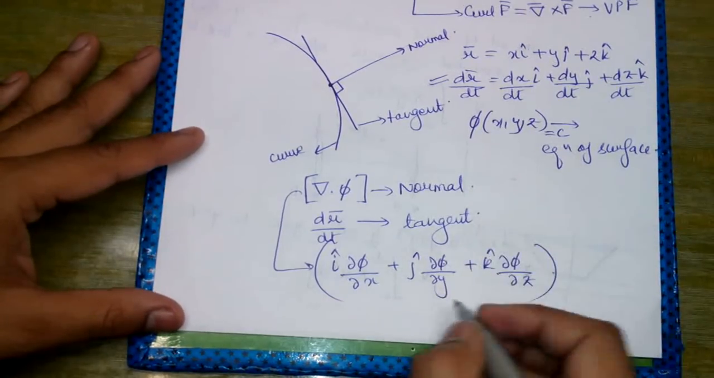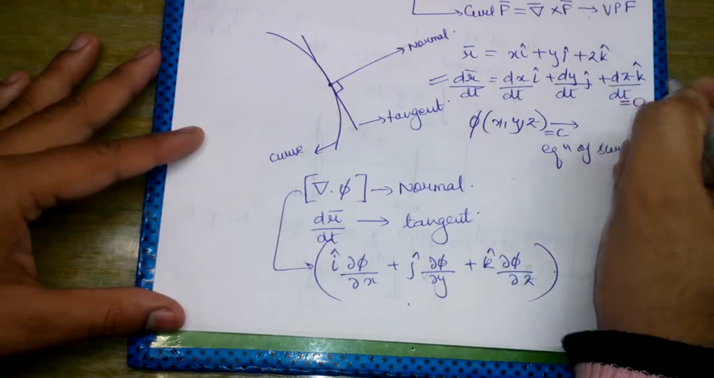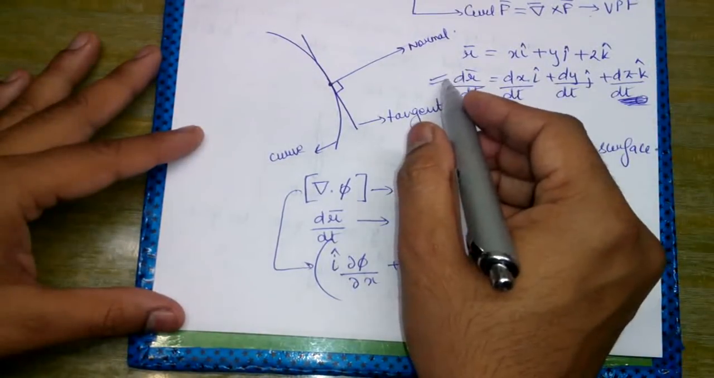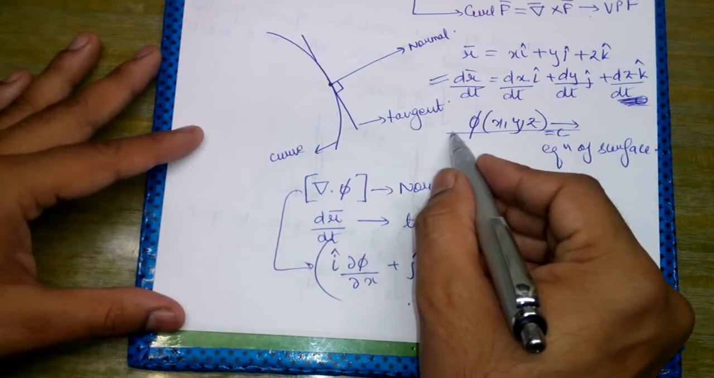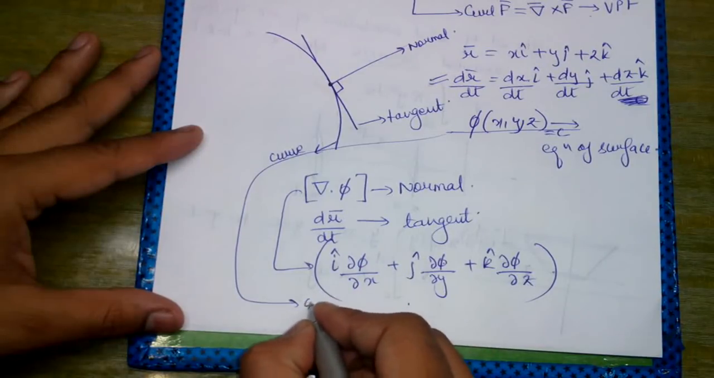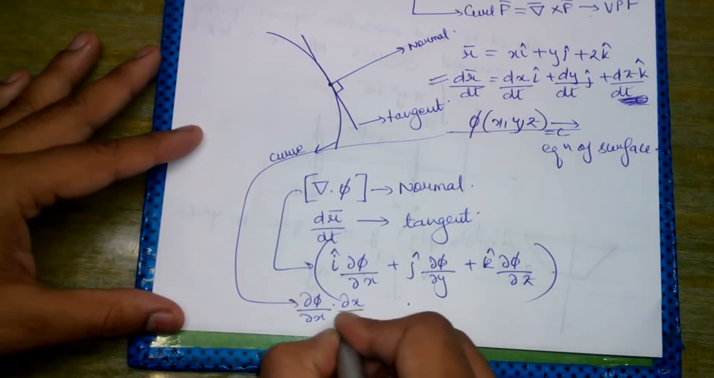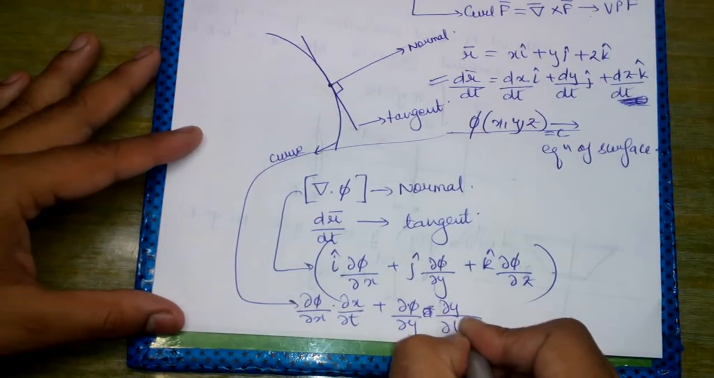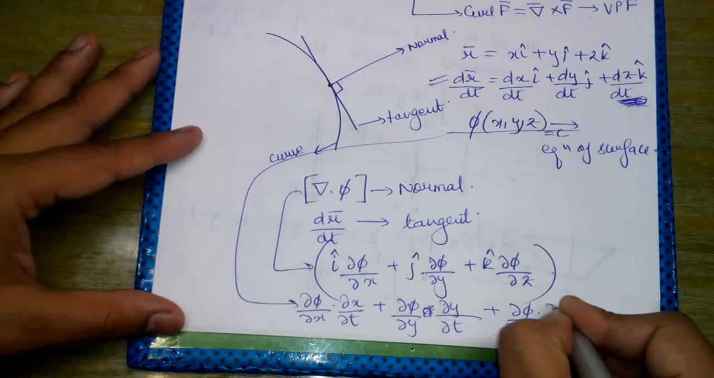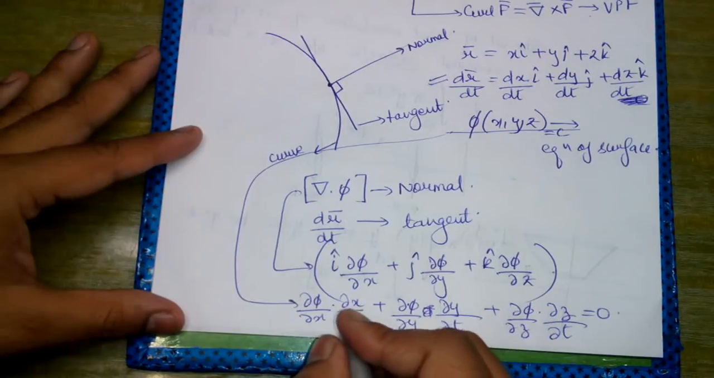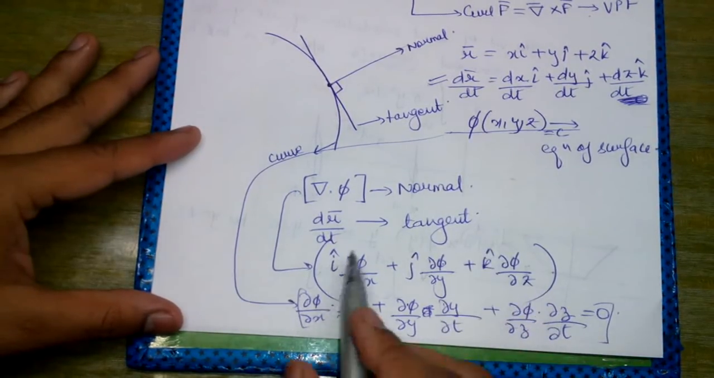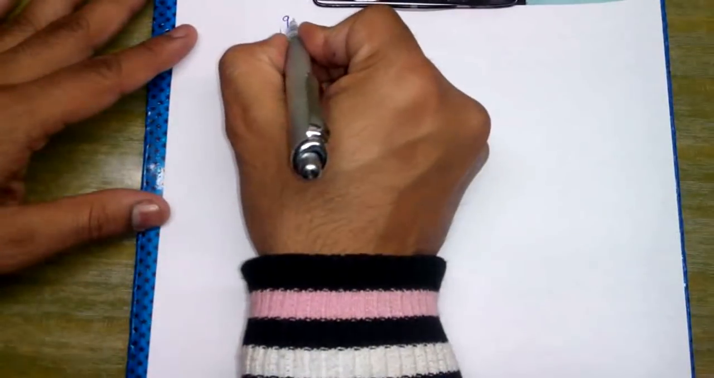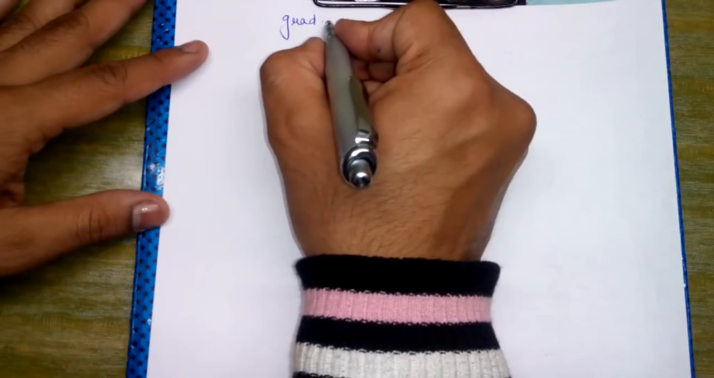Okay, and since this is equal to zero, just a second, I have missed one step, I'll write it down. If this is the equation of the surface, then we have del phi upon del x into del x upon del t plus del phi upon del y into del y upon del t plus del phi upon del z into del z upon del t, and this is equal to zero. So this part is 0, and hence the normal part multiplied by the tangential part will also be 0. So the gradient of a scalar point function is actually represented by grad phi.